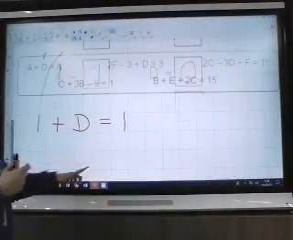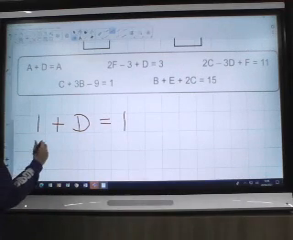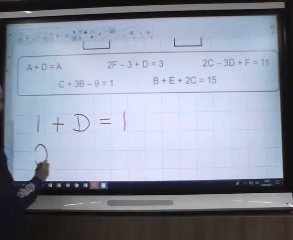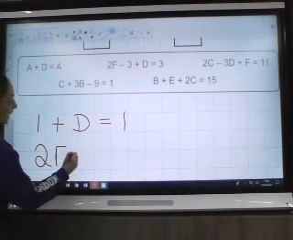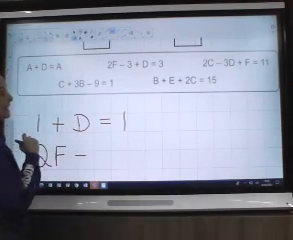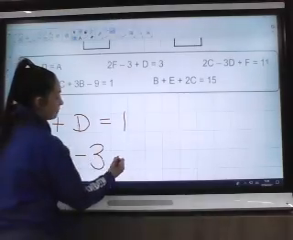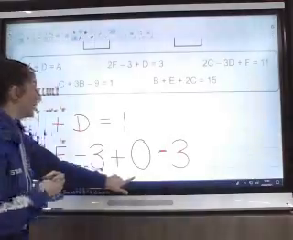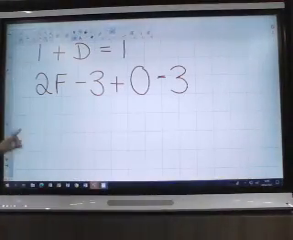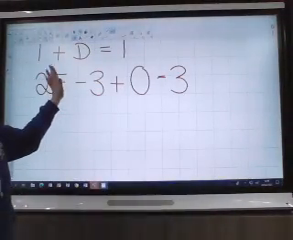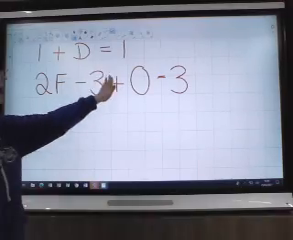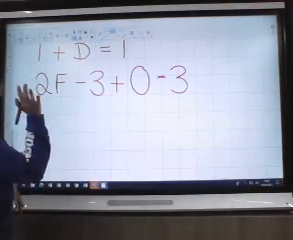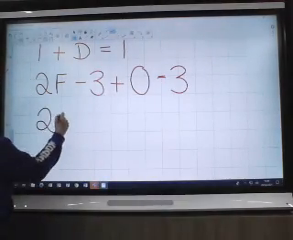So your next one is 2F take away 3 plus D. So we know now that D is 0. So you can write it out and change D so that it's a number. So 2 times something, take away 3, add nothing is 0. So it's 3, sorry. So forget this now. We can forget that 0 is even there because it's not doing anything.